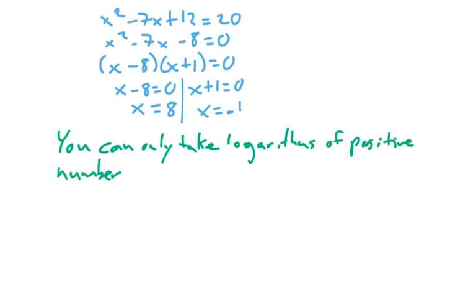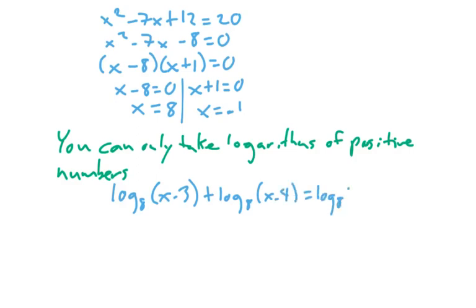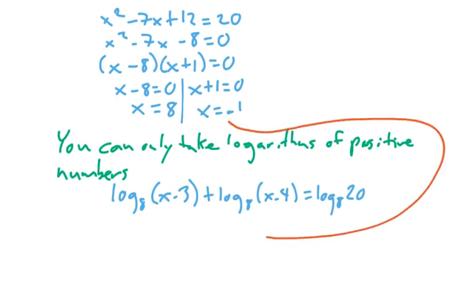Not necessarily. What you want to do is look back at the equation the way it was originally written and ask yourself: if I substitute these values of x into that original equation, would I be taking a logarithm of something other than a positive number? Here was the original equation again: logarithm base 8 of x minus 3 plus logarithm base 8 of x minus 4 equals logarithm base 8 of 20. And the problem really is going to be with this negative 1. If I substitute negative 1 into those two logarithmic expressions, I'd have logarithm base 8 of negative 4 and logarithm base 8 of negative 5. Those would both be undefined.